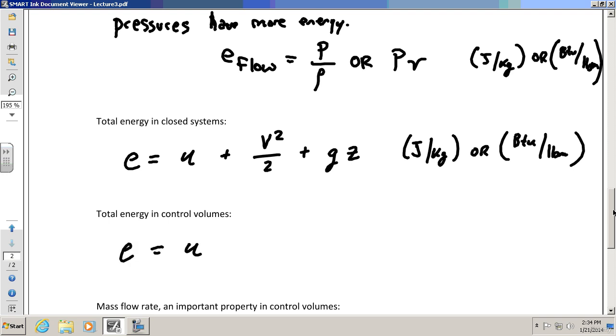Now, in a control volume, you have the extra term, the flow term. So the energy term looks almost the same. U plus PV plus V squared over 2 plus GZ.